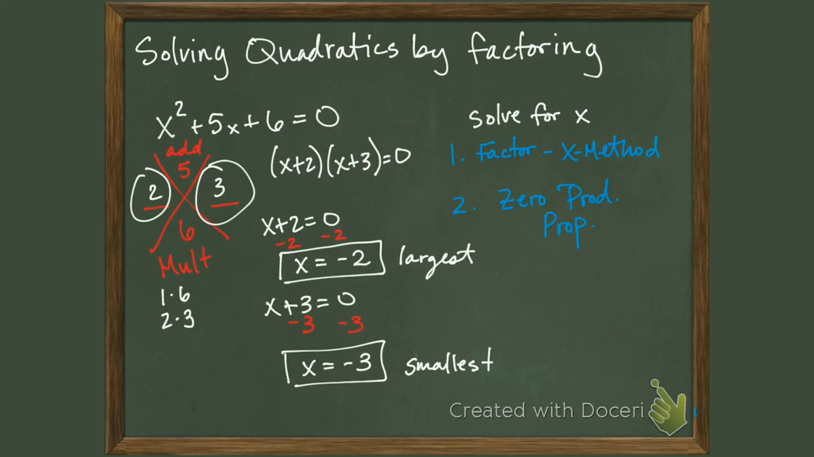I'm just going to show you a couple other problems. This really isn't anything different. X squared minus 7x plus 12 is equal to 0. All right, well, we're going to use our X method first. So it multiplies to give me positive 12 and adds to get me negative 7.